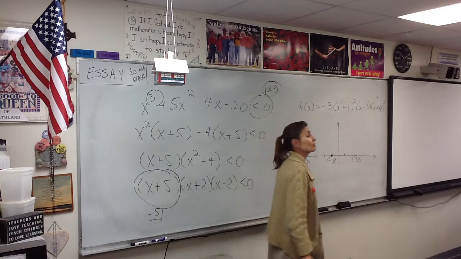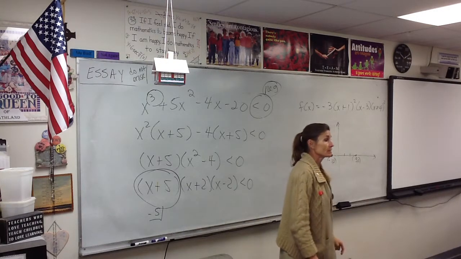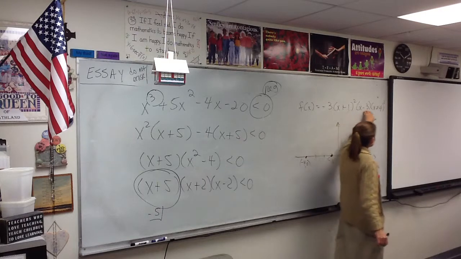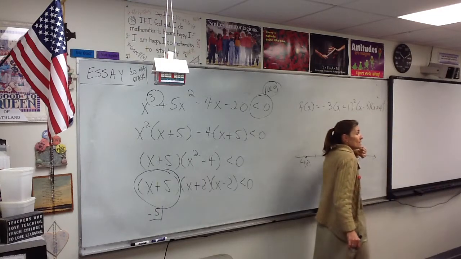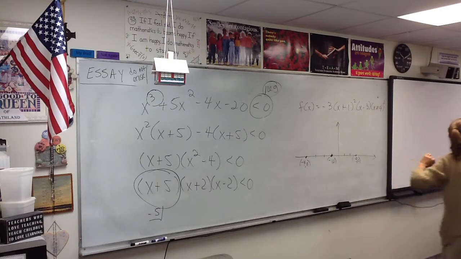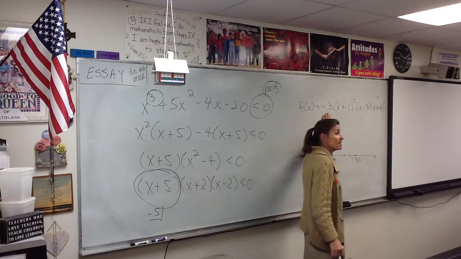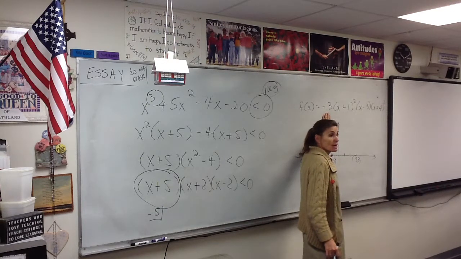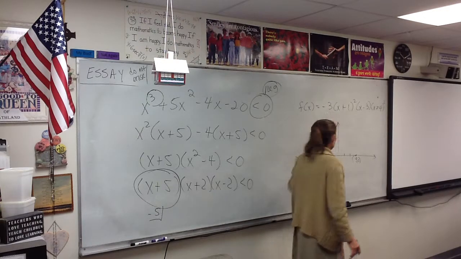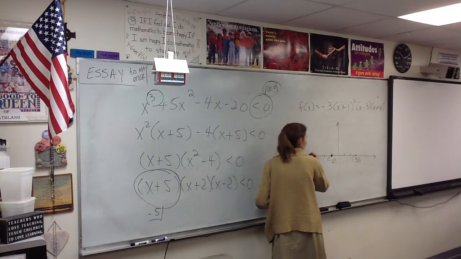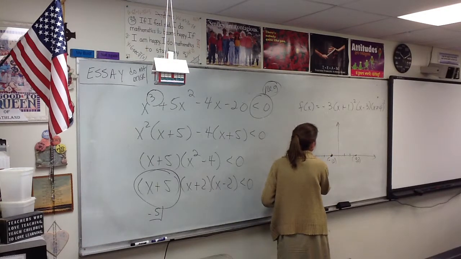Now, what is the degree of this polynomial? 2, 3, 4, 5? Remember, odd degree polynomials start down, end up, unless you put a negative in front of them, and then they start up and end down. So it starts up here.